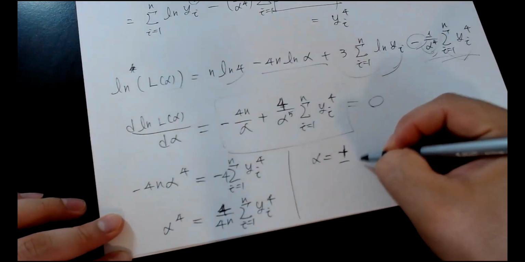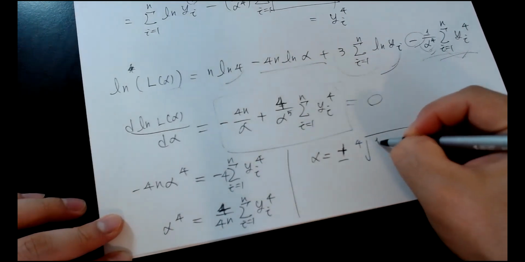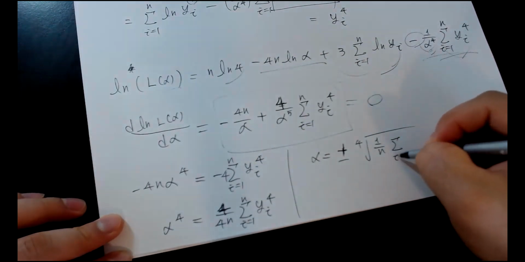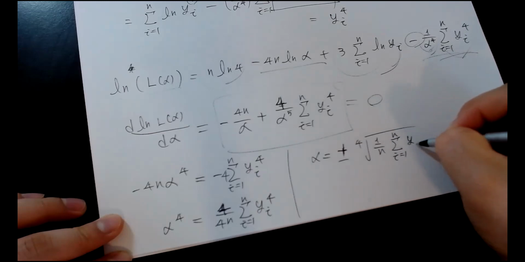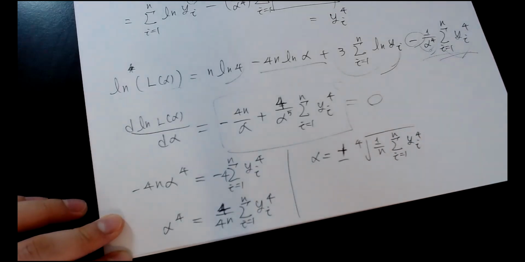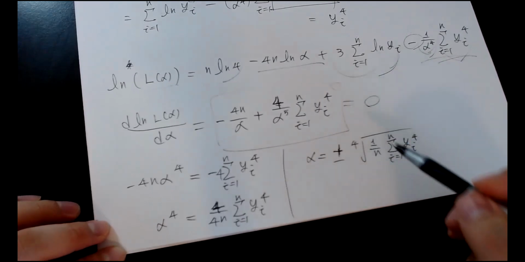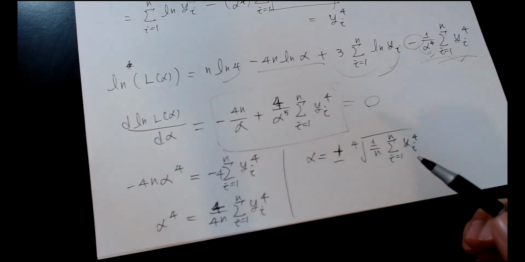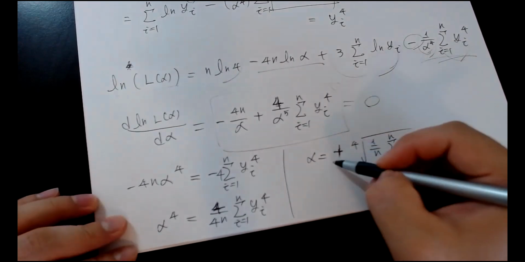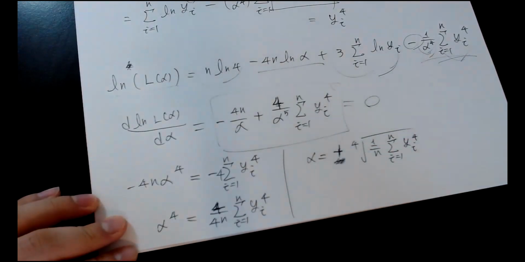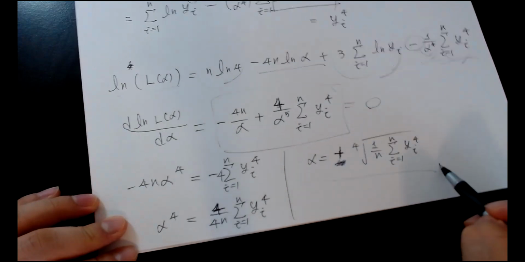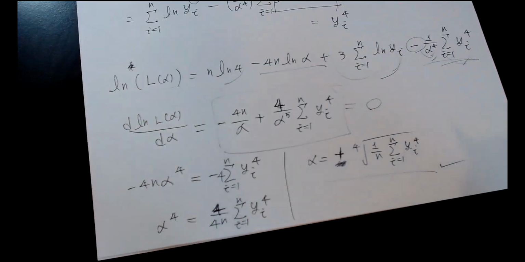So 1 over the fourth root of 1 over n, sigma i goes 1 to n, yi to the fourth power. Okay. But see, the problem says find the MLE for positive alpha. So we drop the negative sign. Okay. So this is the answer. This is the MLE of the parameter alpha. Okay. Let's see the next problem.